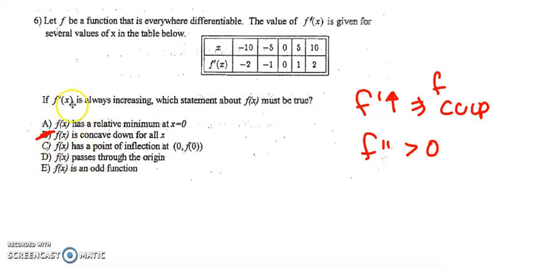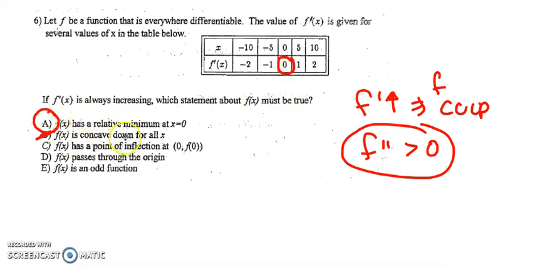Okay, so if f prime is always increasing, let's think through this. If f double prime is always greater than 0, and we know the first derivative is 0 at the origin, we can use the second derivative test to prove A, that f must have a relative minimum at x equals 0 because the first derivative is 0 and the second derivative is positive.